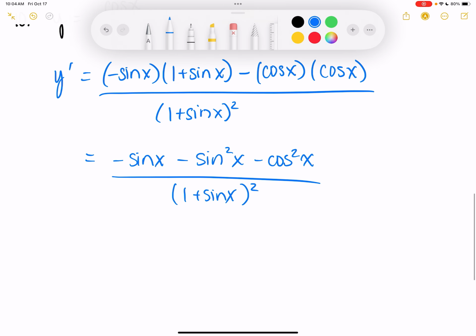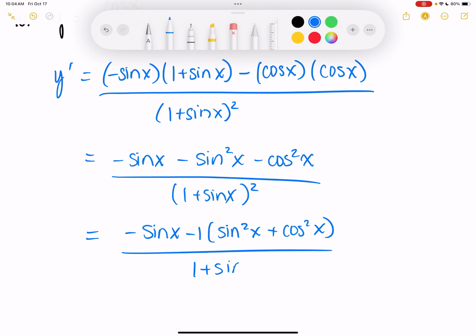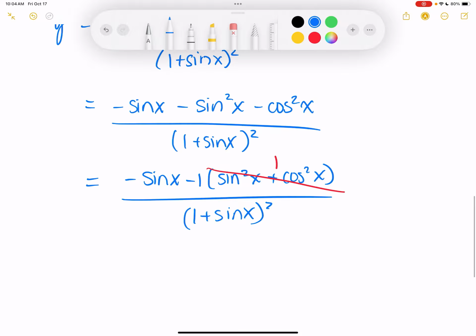So negative sine of x minus 1 times sine squared plus cosine squared over 1 plus sine of x squared. So that right there is going to be 1. So I'm just going to cross it out and write it that way. So now I've got negative sine of x minus 1. I can take a negative out of that one as well. So then I would have on top, and I'm going to reorder it just because, negative and then 1 plus sine of x over 1 plus sine of x squared.